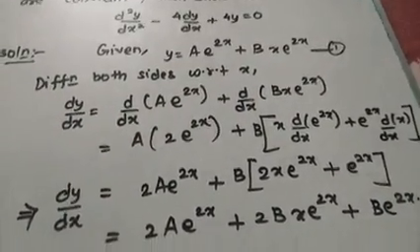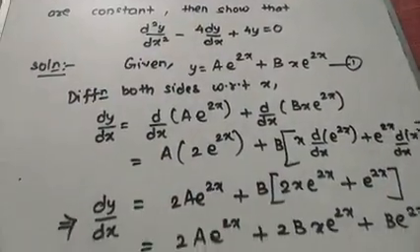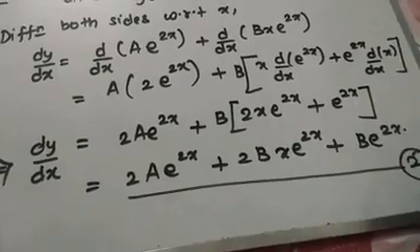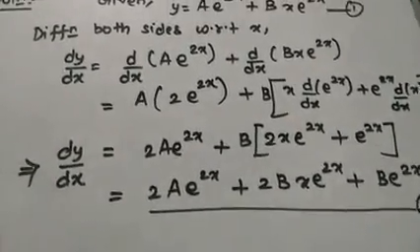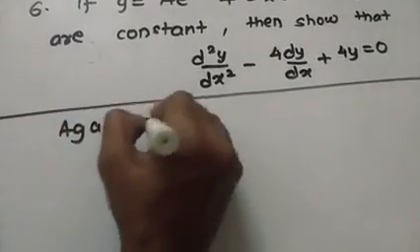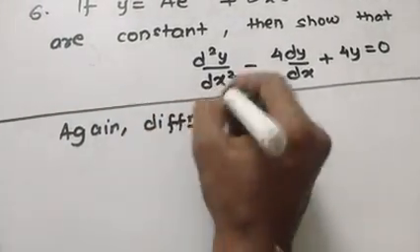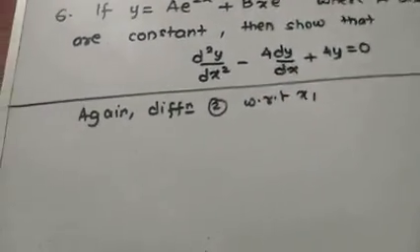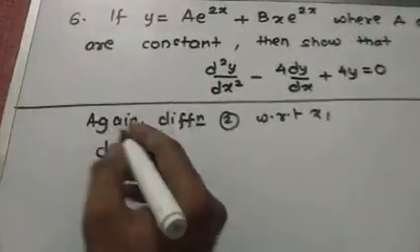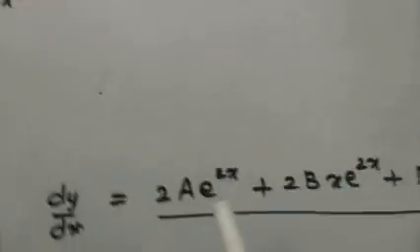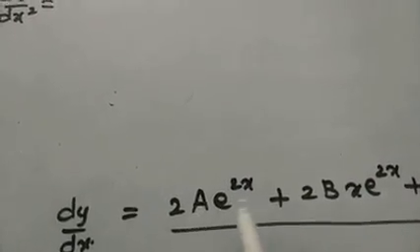Now what we have to find next? We have to find d2y by dx2. So what we'll do? We will further differentiate this. Name this expression as 2. So again differentiating 2 with respect to x, on this side we will get d2y by dx2.